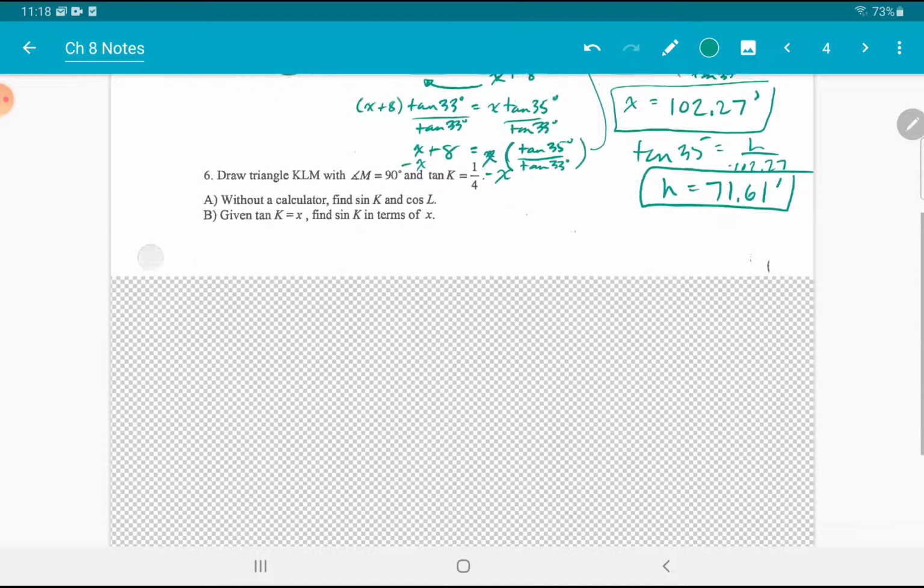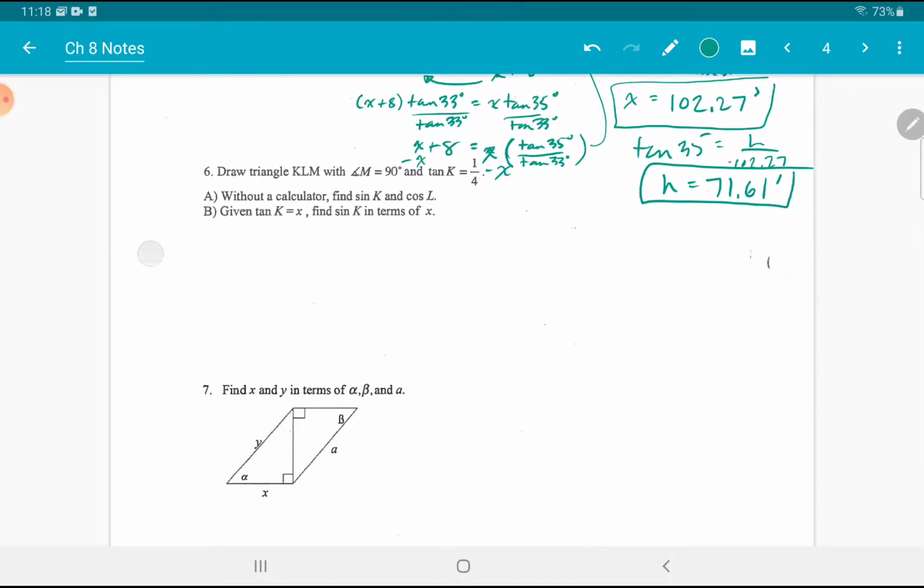Let's take a look at number 6. Draw a triangle KLM with M being 90 degrees. I'm just going to draw a right triangle, and this is going to be our M. It doesn't really matter, let's call the other vertices K and L. And what it says is tangent of K is 1/4.